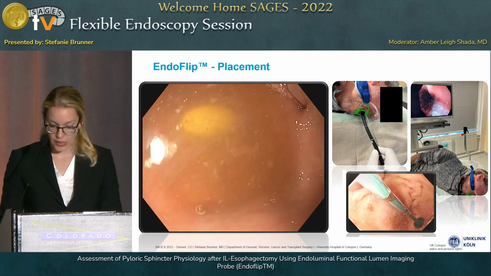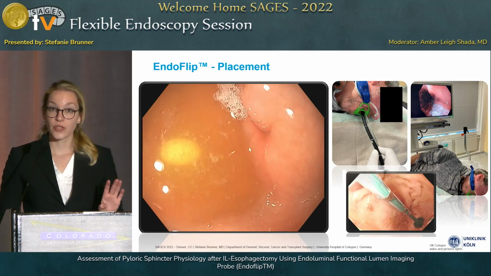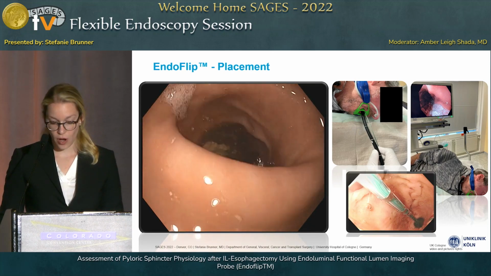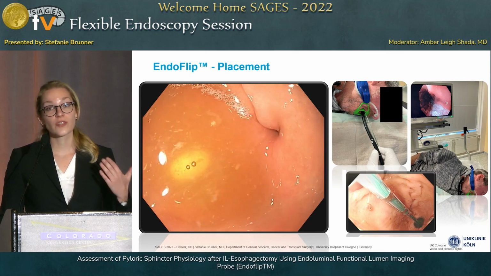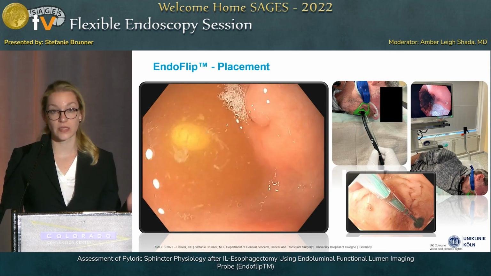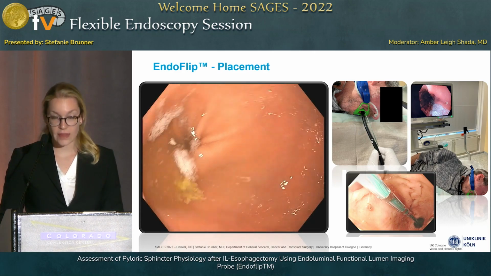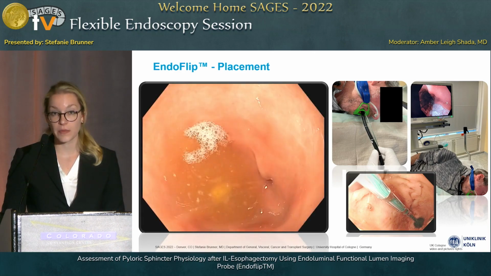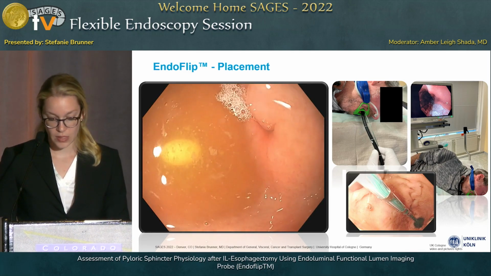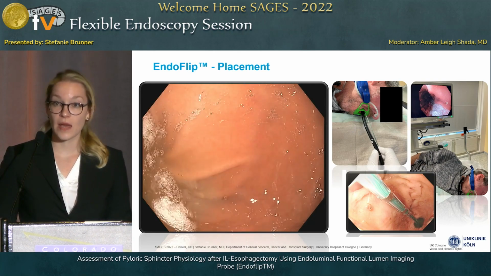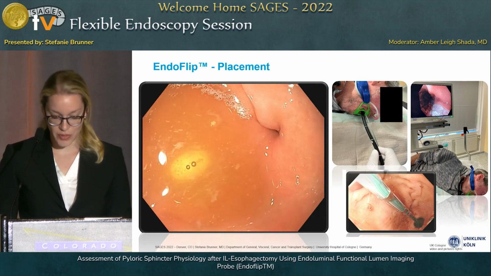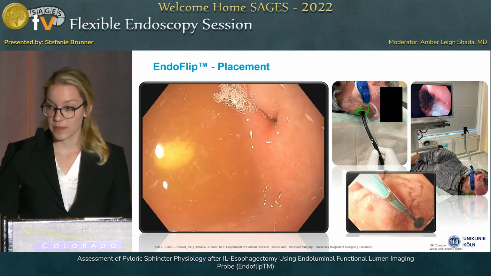You see it later. The balloon was inserted through the pylorus, positioning the pylorus in the lower third of the balloon. After correct and stable positioning, the Endoflip was initially filled with 30 milliliters of saline solution, and then in additional 5 milliliter steps up to the final filling volume of 50 milliliters. After every 5 milliliter step, we did a 30-second intermission to allow stable measurements.